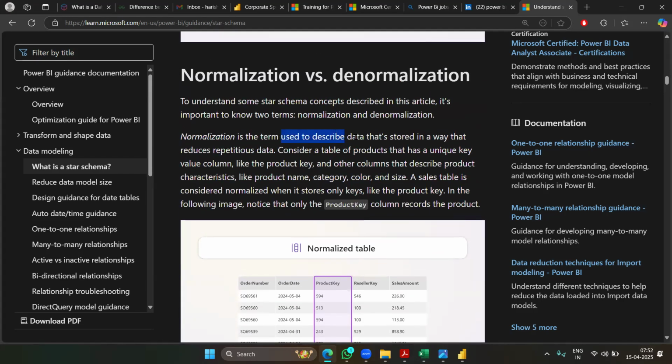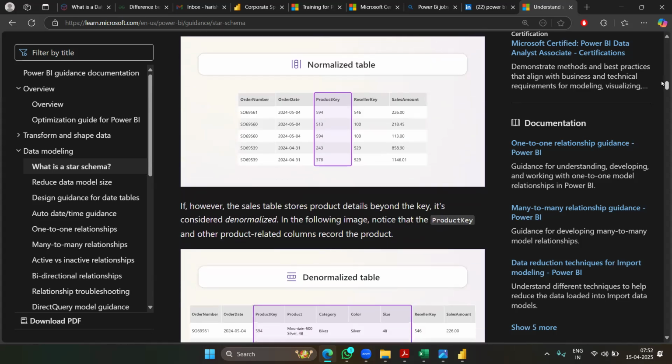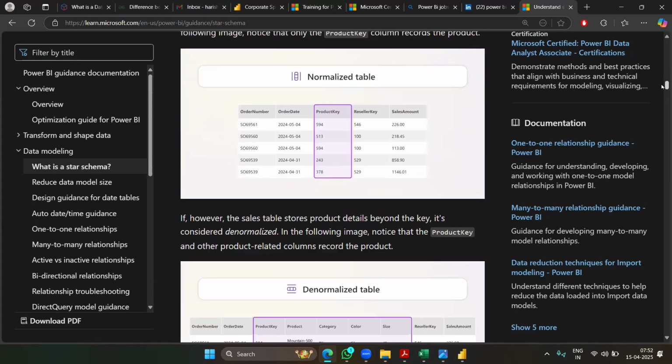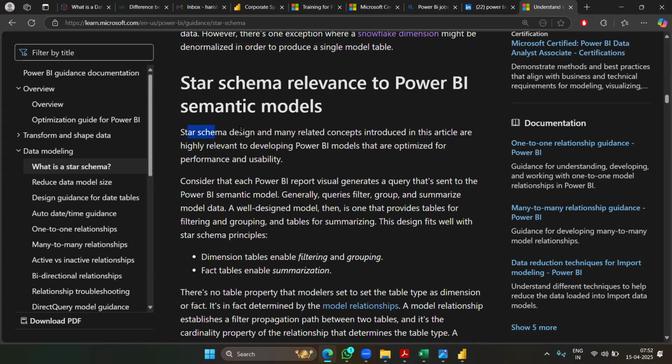Normalization is the term used to describe data that's stored in a way that reduces repetition of data. They have given an example below, the same sample that we have given, showing that normalization reduces repetition. Star schema design and many related concepts introduced in this article are highly relevant in developing Power BI data models that are optimized for performance and usability.